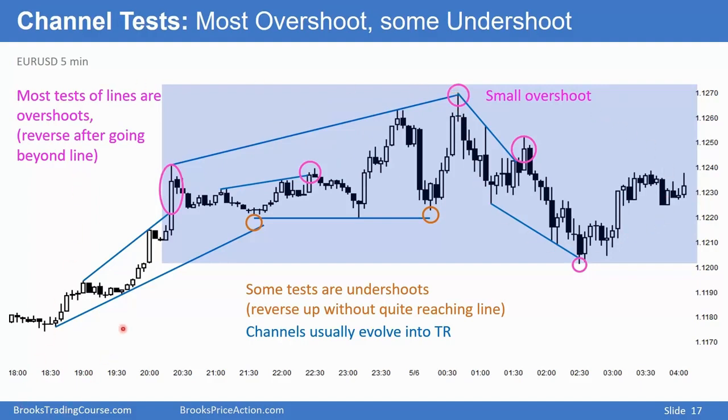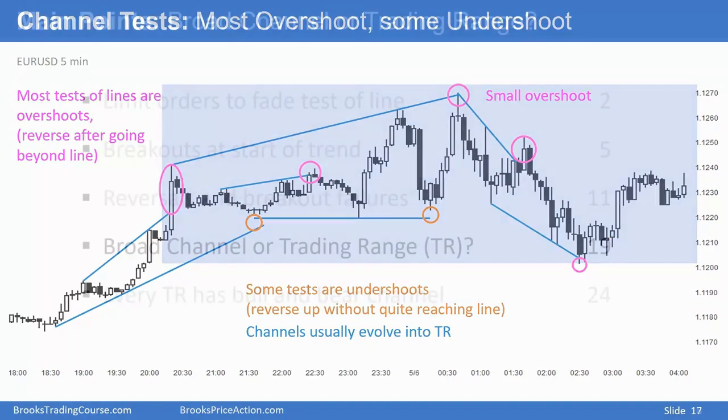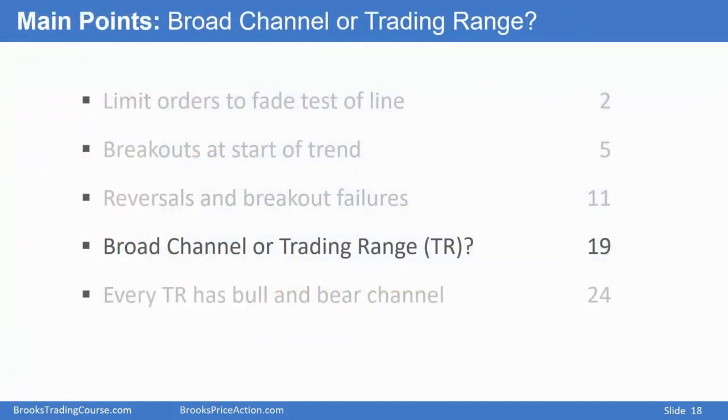Market cycle. You got a strong bull trend and then a channel and a weaker bull trend. We're getting higher lows and higher highs, so it's a channel. And you'd expect a downside breakout and the evolution into a trading range, which is what we got. That's what usually happens. It's easy to confuse broad channels and trading ranges because broad channels often spend a lot of time going sideways.